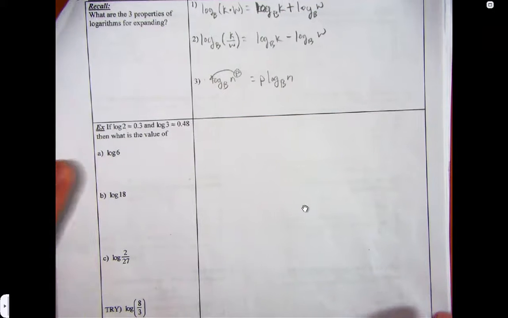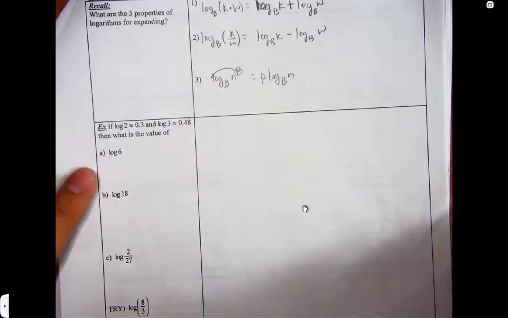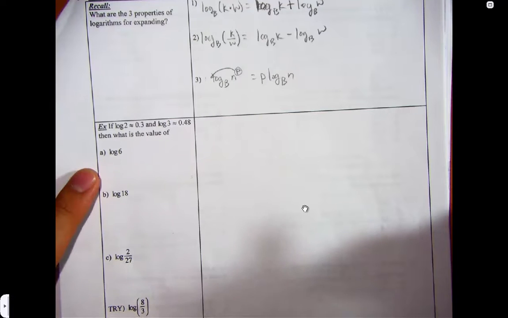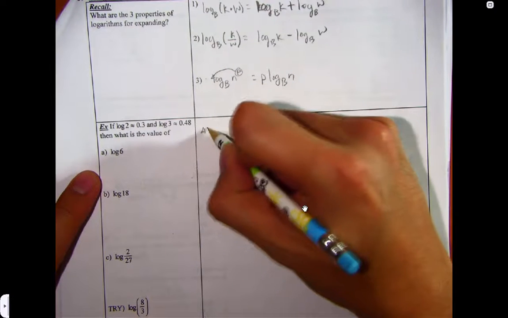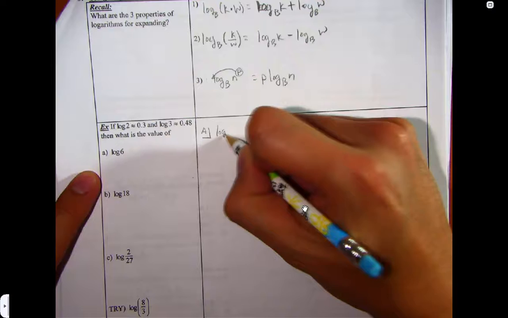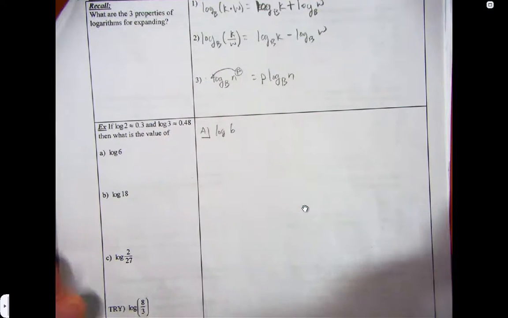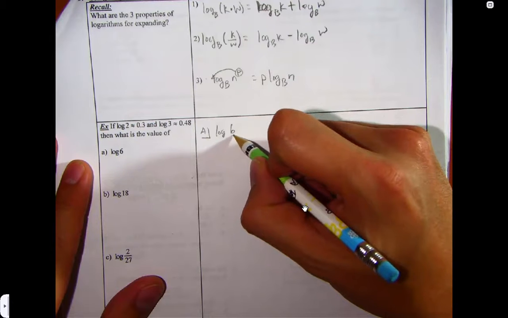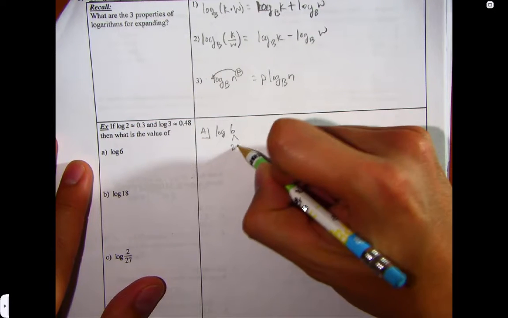Example, if log 2 is approximately 0.3 and log 3 is approximately 0.48, then what is the value of log 6? So without a calculator, they want you to use these two numbers, 2 and 3. So we want to first break down the number to 2's and 3's. So 2 times 3.